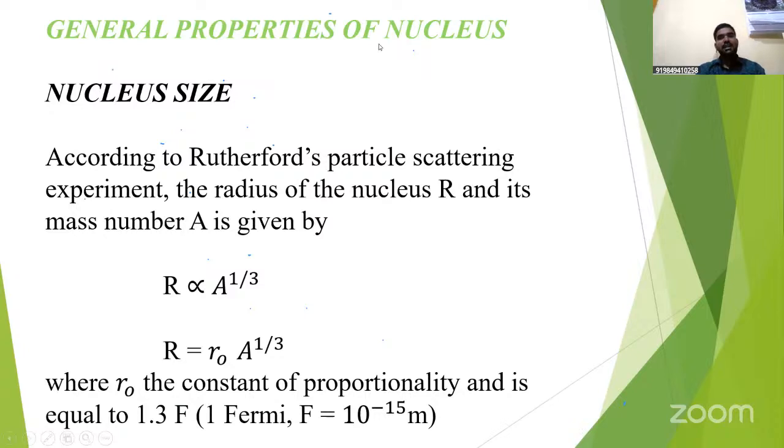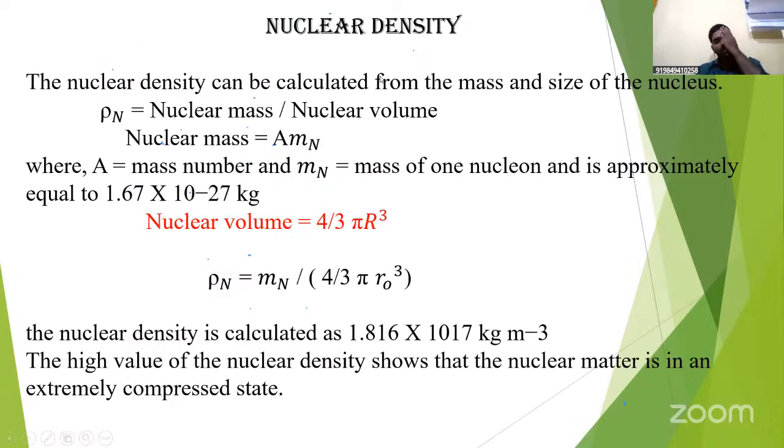Nuclear density, as we know, the density formula is mass per volume. We will find the nuclear density by nuclear mass divided by nuclear volume. Nuclear mass is A times capital Mn, the mass of the nucleons, the atomic mass. We will multiply these two and divide by the nuclear volume, that is 4 by 3 pi r cube, the volume of the sphere, right? So we will divide this one.